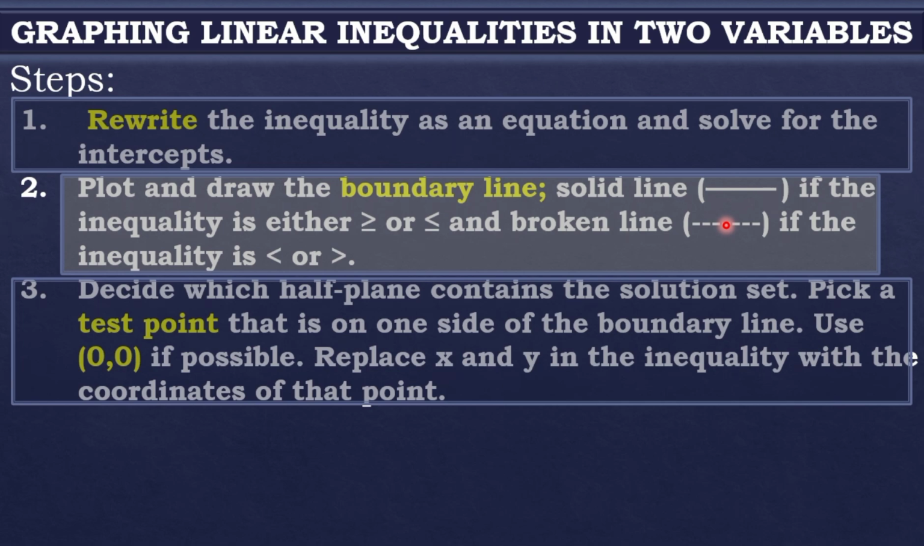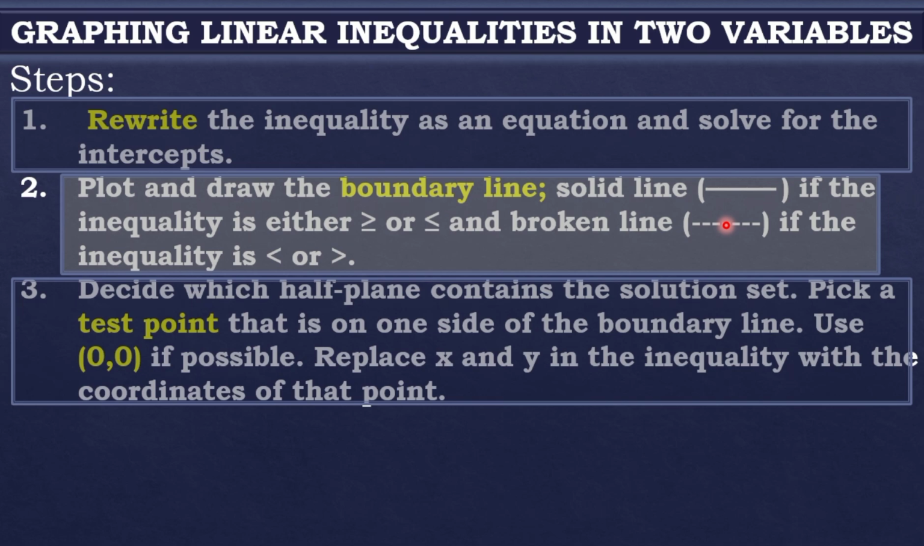Next, after plotting and drawing the boundary line, decide which half plane contains the solution set. So, ano pong gagawin? Kukuha ka ng test point. Kahit ano doon, pili ka. But, as much as possible, you may use 0, 0, yung origin, if possible. Okay? So, if it's not possible, then pili ka ng ibang test point. Okay. So, yung 0, 0 na to, ito po ang gagamitin mo para malaman mo kung saan ang shaded region.